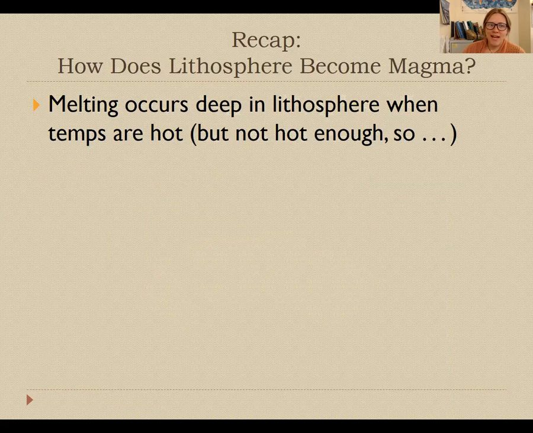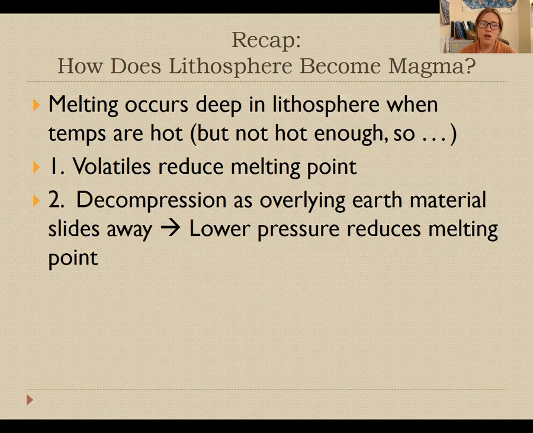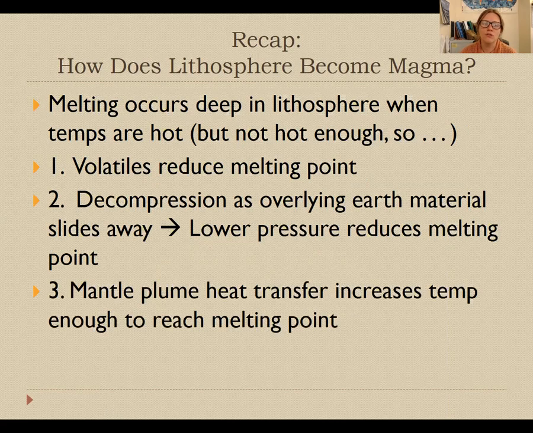Okay, so just to recap, melting occurs deep within the lithosphere where the temperatures are certainly hotter than they are at the surface, but not hot enough. So one of three additional things has to be going on for magma to form. The first thing is there has to be the introduction of volatiles, which can happen along subduction zones. There can be decompression, where the overlying earth material slides away and the lower pressure leads to or allows for melting, lowers the melting point as well. This is what we see in rifting zones or divergent zones.